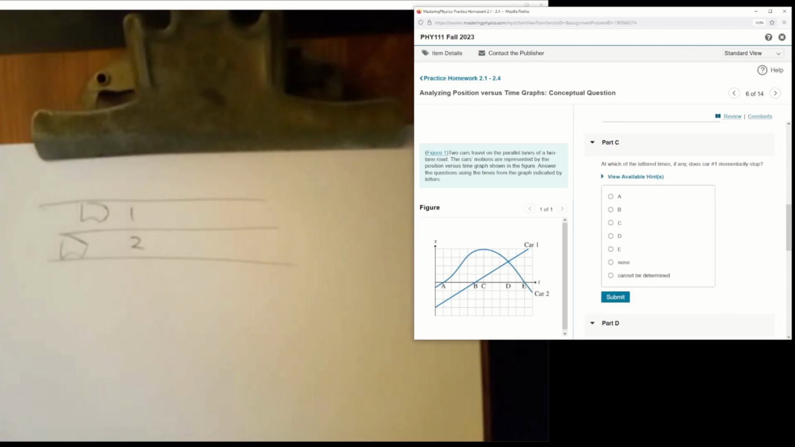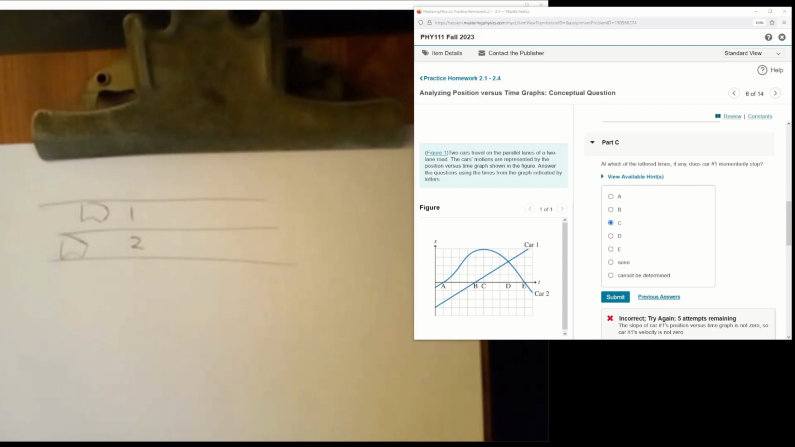At which of these times does car 1 momentarily stop? So again, looking at the position, how do we know when it momentarily stops? When the car turns around. So that doesn't happen with car 1. Car 1 is just a linear function going straight up. But car 2 has a turning point. If you remember back to math, we have the top of a hill or a bottom of a valley of a function. Call that a turning point. A turning point is where the car stops. So it's going away, stops, and then starts coming back towards us. And so that's at position C, is where car 2 is stopping.